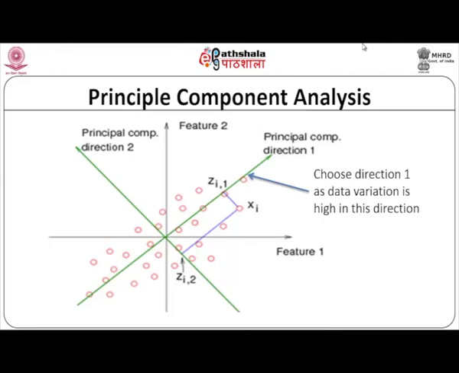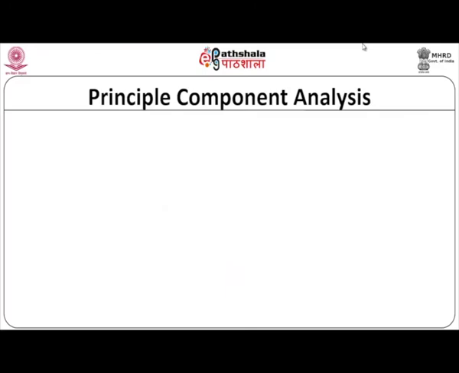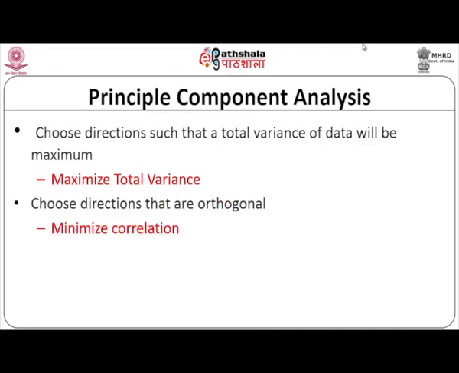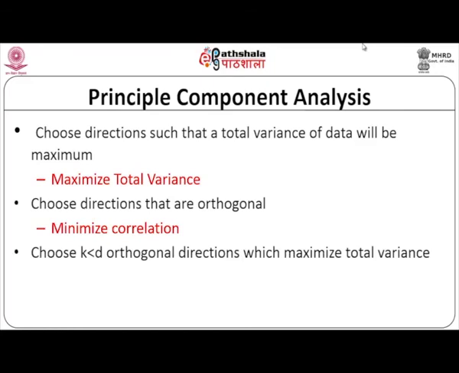So, for example, here you have principal component direction 1 and principal component direction 2, and you have feature 1 and feature 2. Choose the direction where the data variation is high. If you look here, in principal component direction 2 the variation is less. In principal component direction 1, the variation is larger. So, choose that dimension as the projection dimension. Choose the direction such that the total variance of the data is maximum, that is, maximize the total variance. Choose directions that are orthogonal, to minimize the correlation. So, choose k orthogonal directions which maximize the total variance.